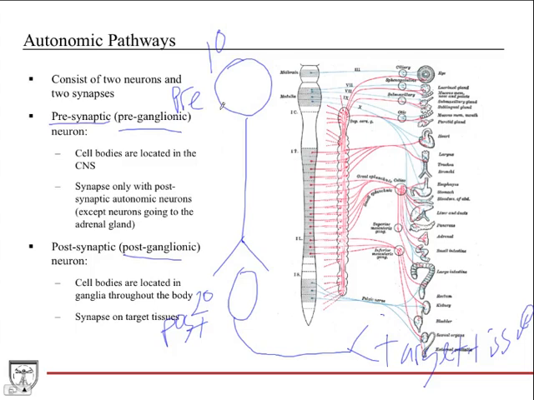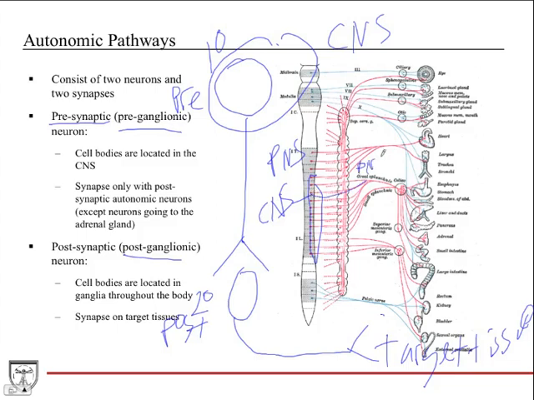So just so you fully understand this, you have your presynaptic neuron here, or pre-ganglionic. And these cell bodies here are located in the CNS. So here's your cell bodies right here, okay? This is your CNS, okay? This is your primary neuron or presynaptic neuron. And then here it's leaving out here. Now it's in the PNS, okay? Once we leave the CNS, now we're in the PNS.